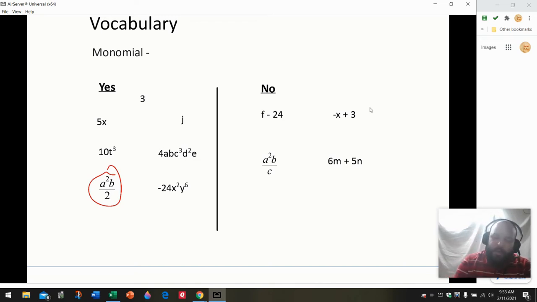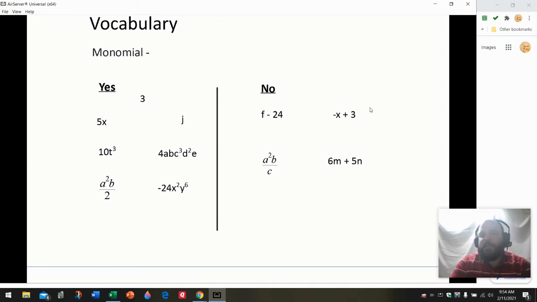Now, you might look at that and say, wait a second, that looks really close to this. And it does, but there is a difference between those two. When you have a term where your variables are being divided by a number, that is perfectly fine. That is still a monomial. But if you have variables and it's being divided by another variable, that is not a monomial. So you would say that to be no.